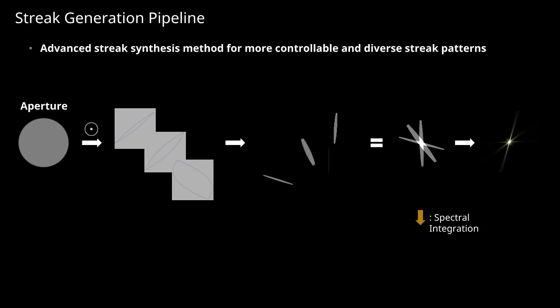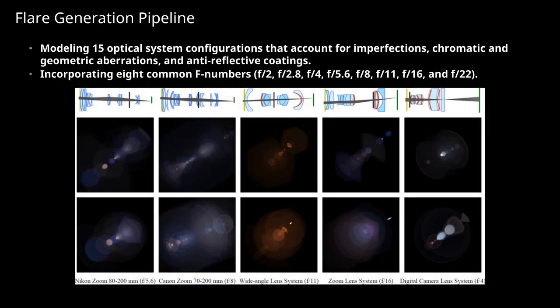Flare patterns are simulated through ray tracing in 15 optical system configurations. Each setup models realistic interreflections, aberrations, and codings. 8 aperture f-numbers are included, ranging from f/2 to f/22, producing physically accurate flare patterns for diverse lighting conditions.